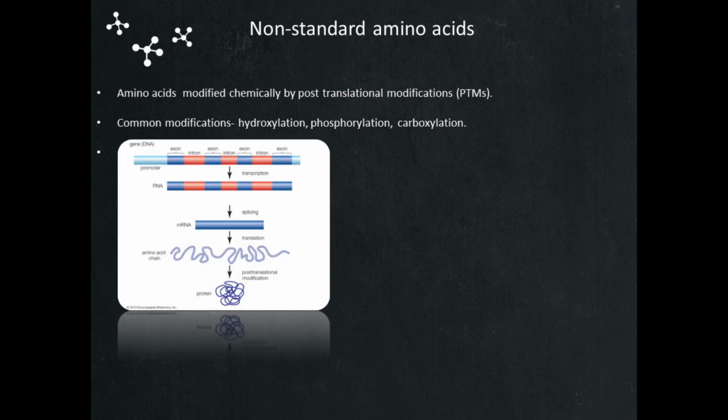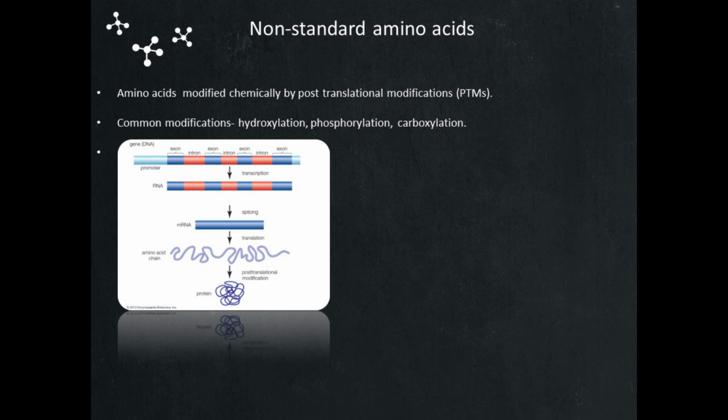The figure here represents how post-translational modification happens. First of all, we have a gene in the DNA which gets transcribed into RNA, which later on gets spliced to become mature RNA, and this RNA undergoes translation to produce an amino acid chain or polypeptide. But after the polypeptide has been formed, it undergoes further modifications at several amino acid residues to finally give rise to the protein in the cell.